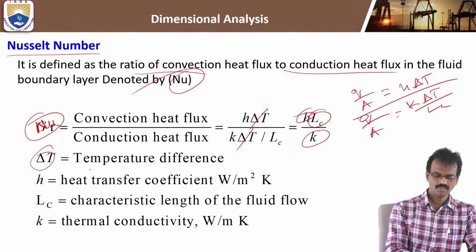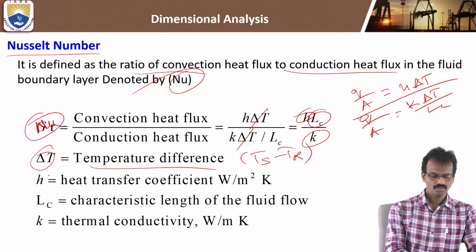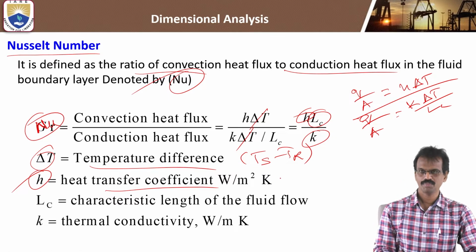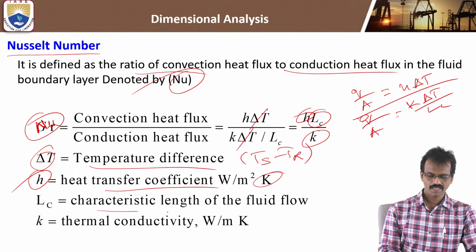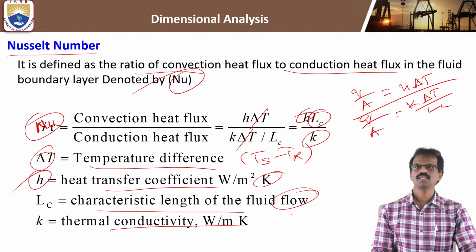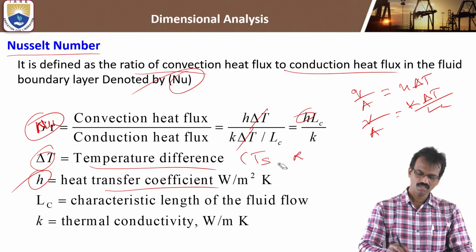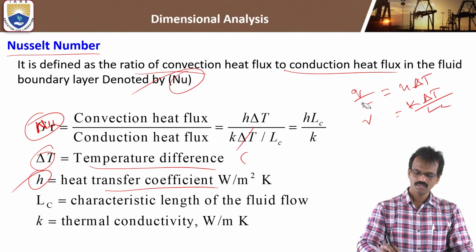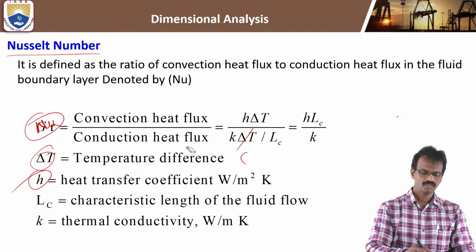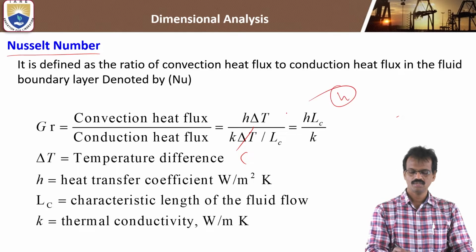Delta T is the temperature difference, that is Ts minus T infinity. h is the heat transfer coefficient, watt per meter square Kelvin. LC is the characteristic length of the fluid flow. k is the thermal conductivity, watt per meter Kelvin. These are the four dimensionless numbers which influence forced convection and natural convection to solve the rate of heat transfer.